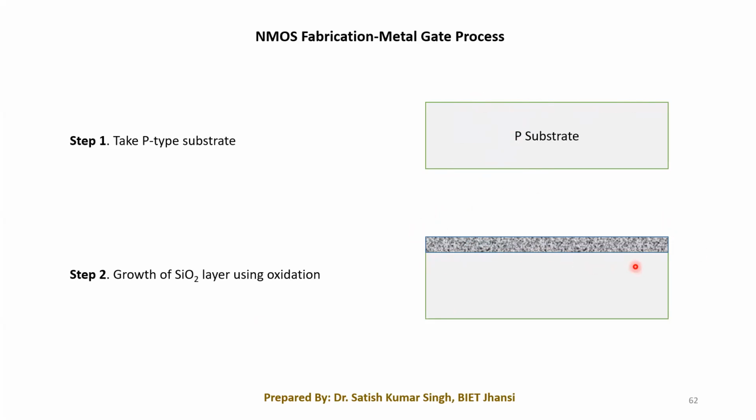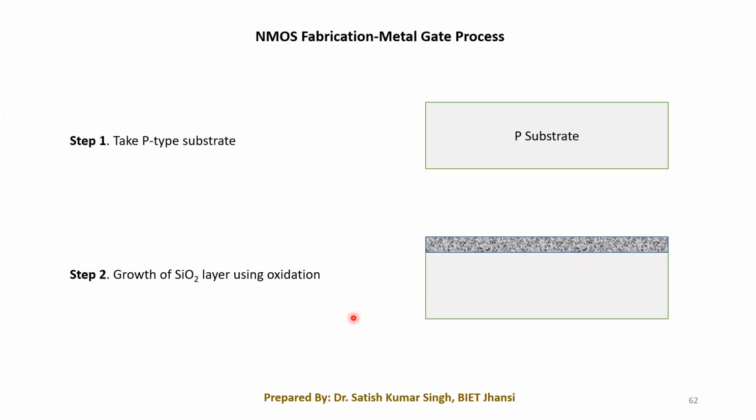So it will get oxidized and one layer will be growing. So what we have to do is first take the P-type substrate, then grow the SiO2 layer using the oxidation process, following a thermal process. We have a high temperature furnace. This way we can grow our SiO2 layer.